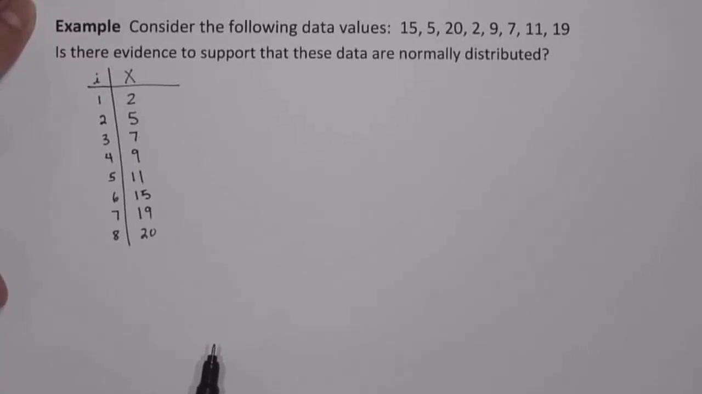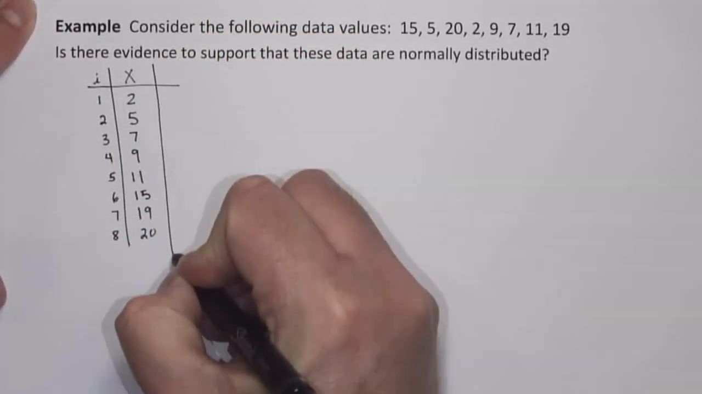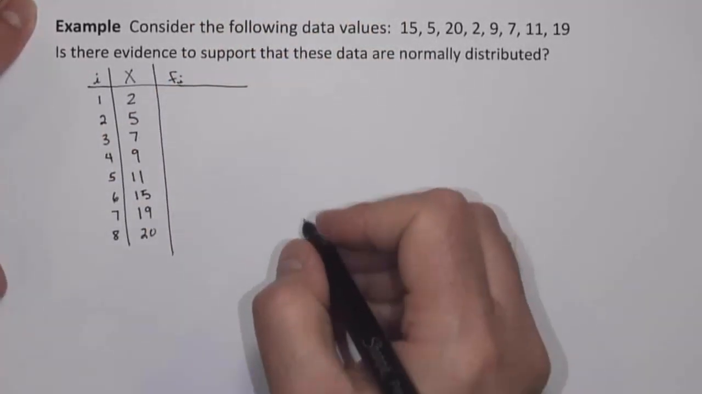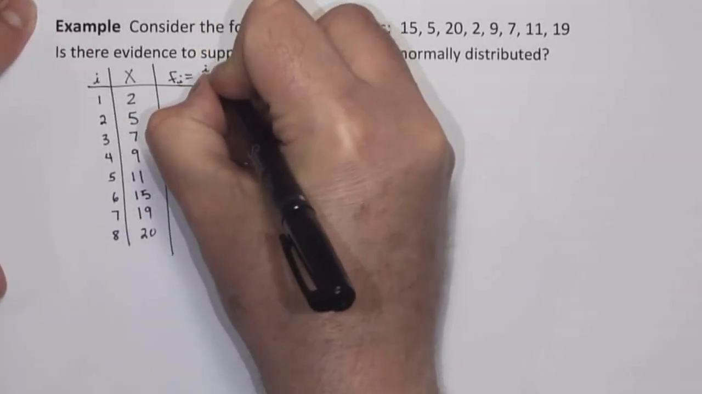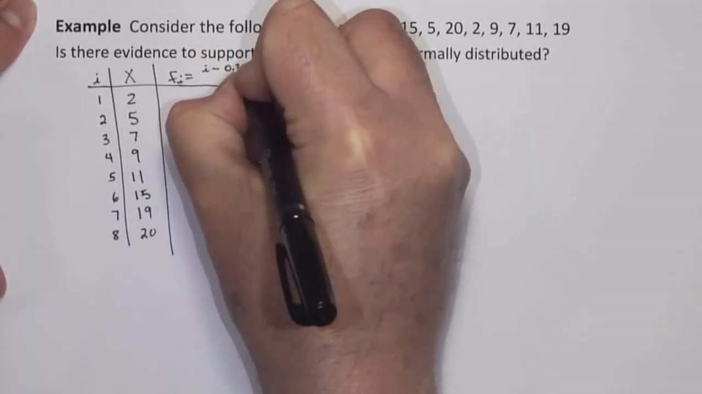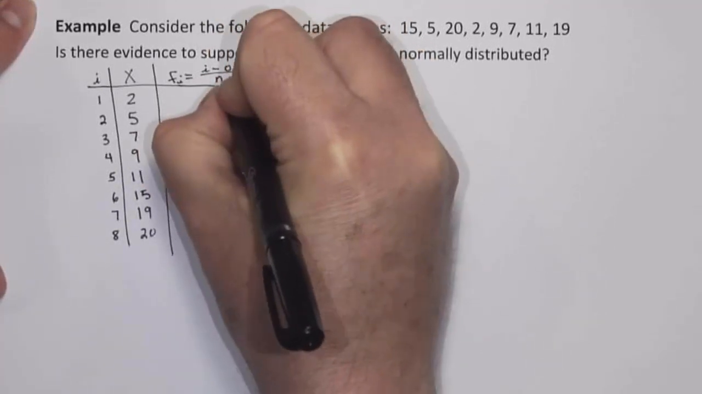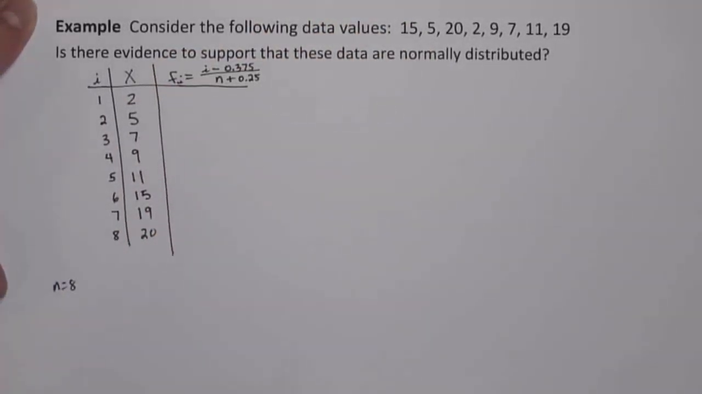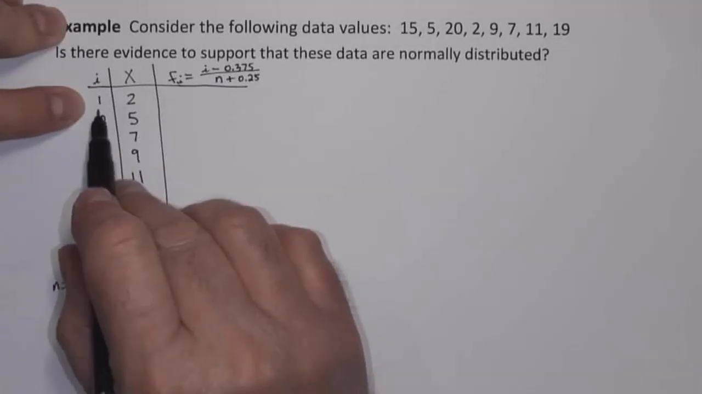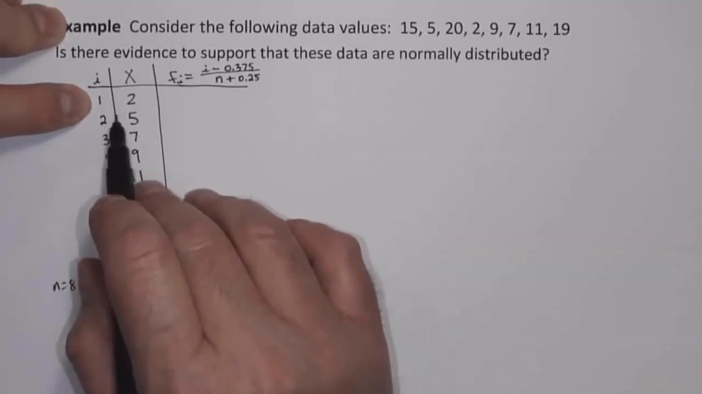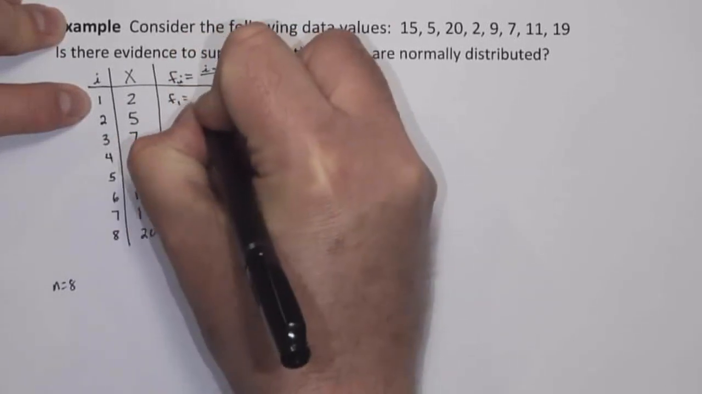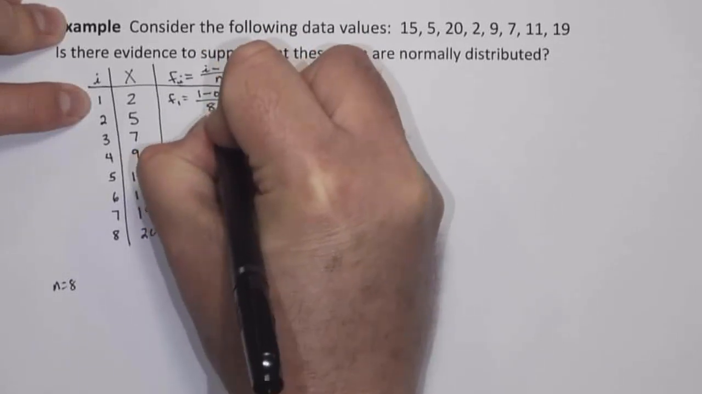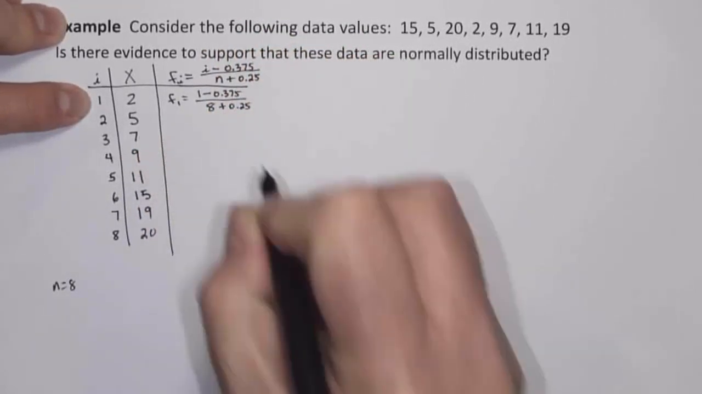Next I'm going to find the area that should be to the left of each data value. In other words, I'm going to find f sub i. And f sub i, based on our formula, is (i minus 0.375) divided by (n plus 0.25). n, in our case, is 8. So using that for our first data value, the index is 1. So f sub 1 would equal (1 minus 0.375) divided by (8 plus 0.25).